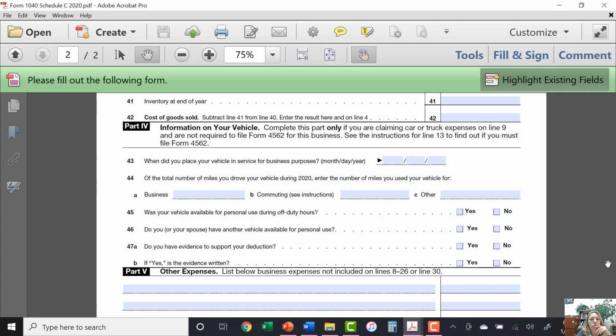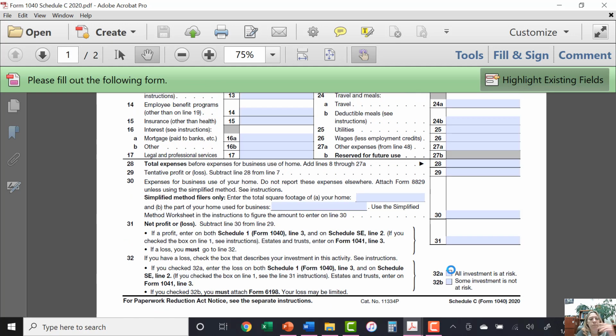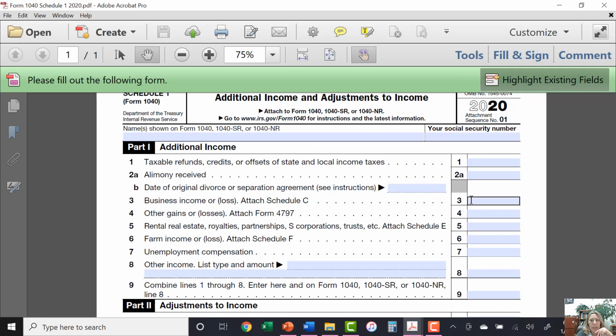All right. So that's the Schedule C. This tentative profit number right here will get put into Schedule 1, right here in line 3 of Schedule 1, and then this is totaled, and then it goes into the 1040. All right, so that's my discussion of the self-employed Schedule C.